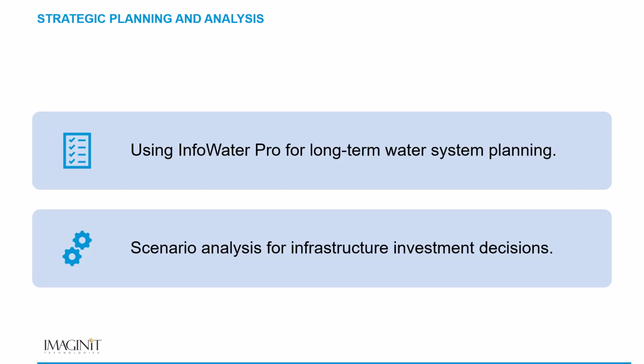Effective management of water resources ensures their availability for future generations. InfoWater Pro enables comprehensive scenario analysis, supporting long-term planning efforts that balance supply and demand, conserve resources, and protect natural ecosystems. Strategic planning and analysis capabilities of InfoWater Pro empower water utilities to look ahead, preparing for future demands, adapting to environmental changes, and ensuring the sustainability of water resources. It's a tool that not only manages today's challenges, but also plans for tomorrow's opportunities.